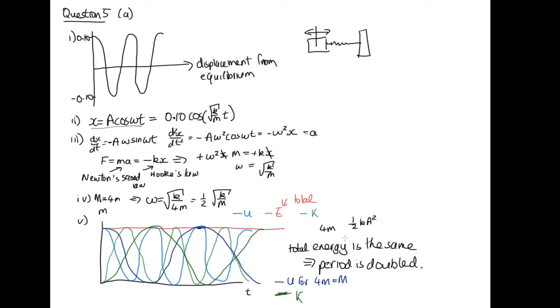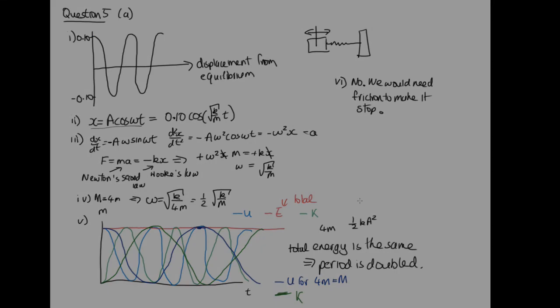Okay, and then the final part says, under ideal conditions, would the mass ever stop? Well, no, under ideal conditions, it would not. If we wanted it to stop, then we'd need to introduce friction, which would be a damping force, and this would cause it to come to a stop. So then it would do work against the friction, which would lose the energy, and so our total energy would decrease with time.